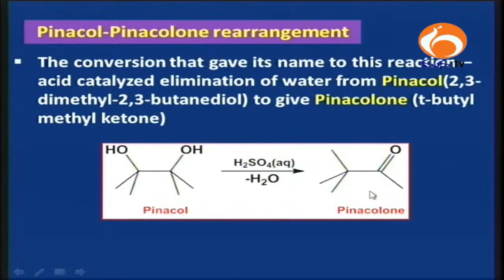Pinacolone is nothing but tertiary butyl methyl ketone. This is the tertiary butyl group. This is the methyl group. The name of this rearrangement is pinacol-pinacolone rearrangement. That means pinacol rearranged to pinacolone in the presence of H2SO4, that is nothing but an acid catalyst.